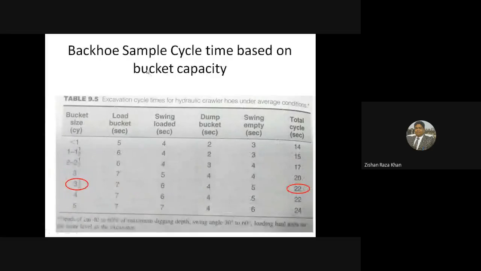Backhoe sample cycle time based on bucket capacity. The cycle time can also be assessed using actual site data, but for initial calculation purposes, the cycle time can also be found out using bucket capacity.